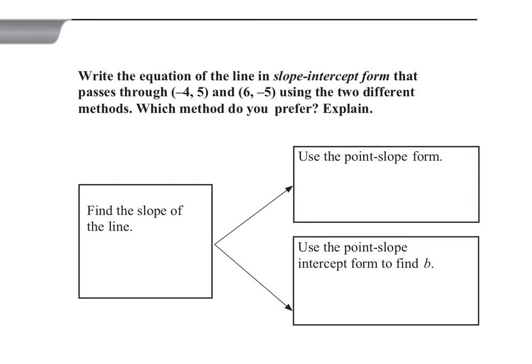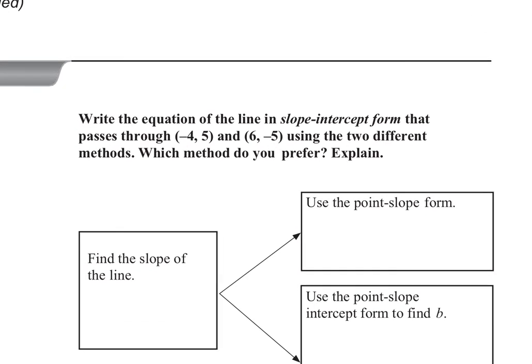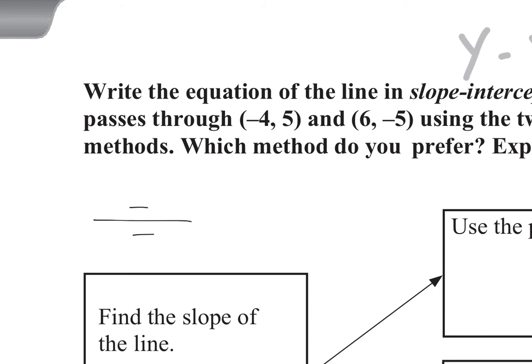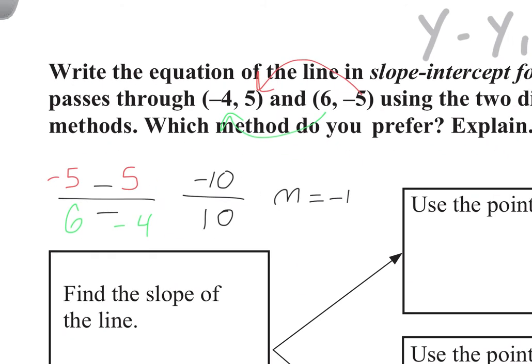Write the equation of the line in slope-intercept form that passes through those 2 points, and then we're going to use it to find the starting point. Okay, so we're going to first start off with point slope. Y minus y1 is equal to m times x minus x1. But first, I need to find the slope. Easy. y2 minus y1. Negative 5 minus 5 over 6 minus negative 4. When we do this, we get negative 10 over 10. Our slope is negative 1.